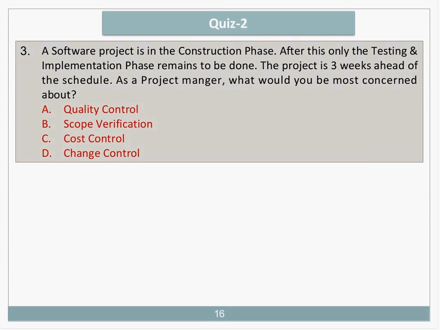Question 3. The project is in the construction phase, after which only the testing and implementation phase remains to be done. The project is 3 weeks ahead of schedule. What would you be most concerned about? Now this can be controversial. Would you be more concerned about quality control, scope verification, cost control, or change control? Most say A, some B's. Let's look at them.